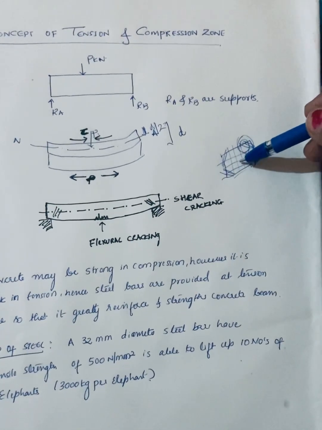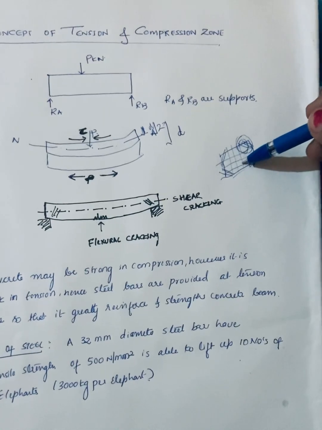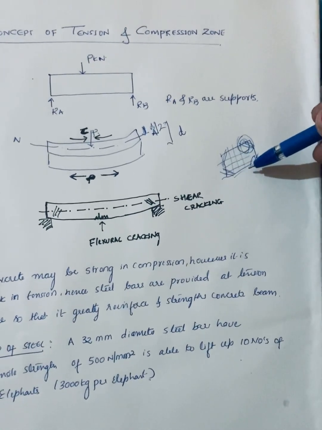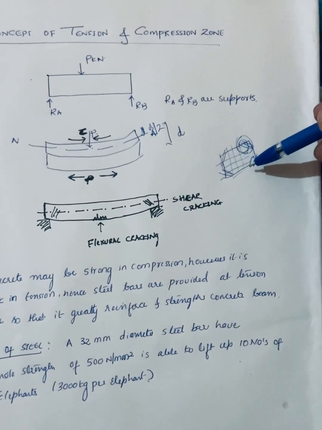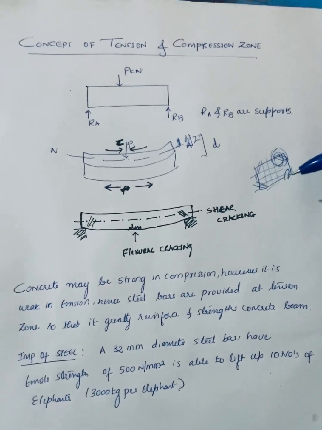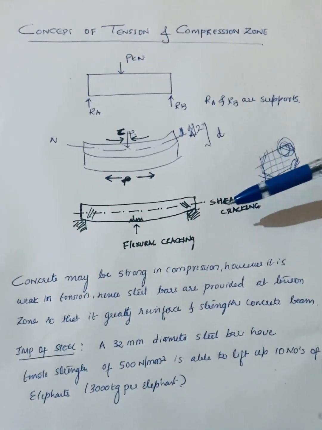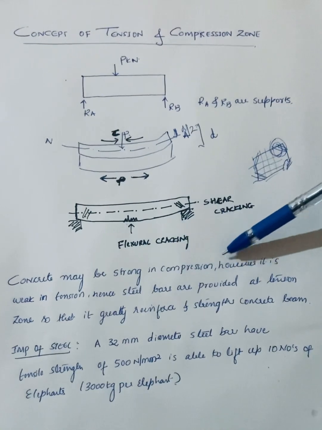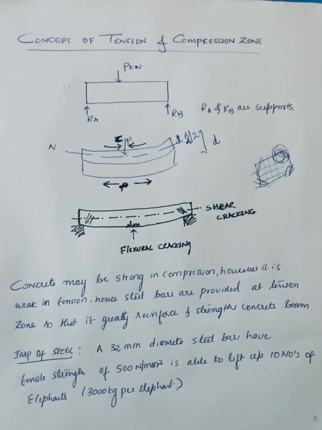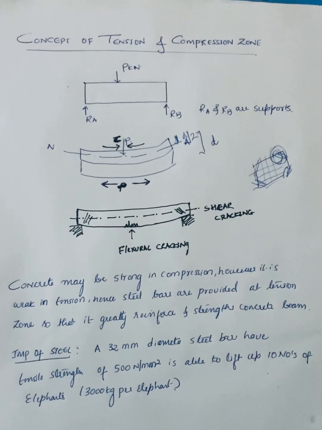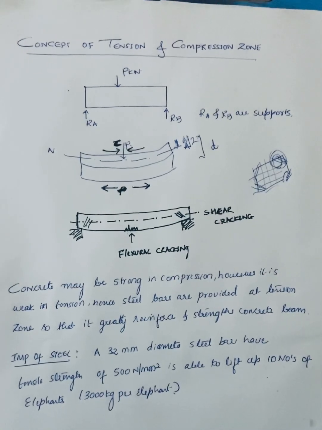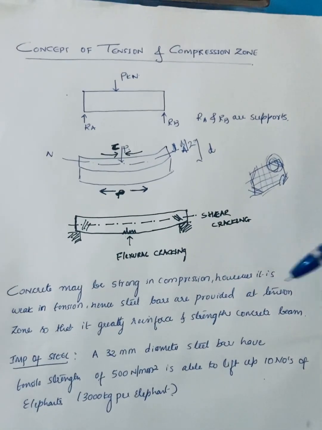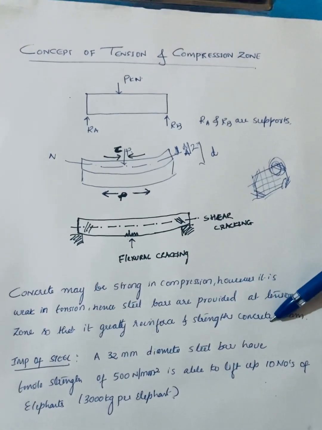At the center, the steel is provided less, where the concrete helps to hold the steel in a better manner. So concrete may be strong in compression, however it is weak in tension. Hence steel bars are provided at the bottom zone so that they greatly reinforce and strengthen the concrete beam.